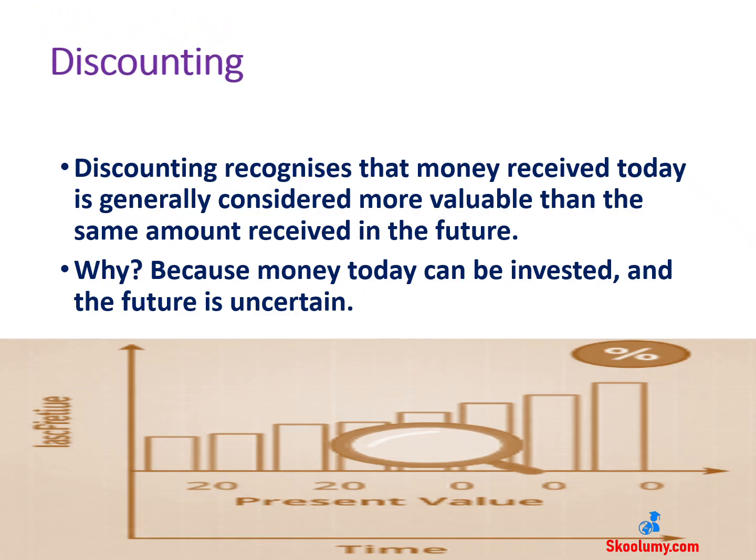Discounting recognizes that money received today is generally considered more valuable than the same amount received in the future. Why? Because money today can be invested, and the future is uncertain. A benefit of $1 million received today is not necessarily equal in value to $1 million received 20 years from now.